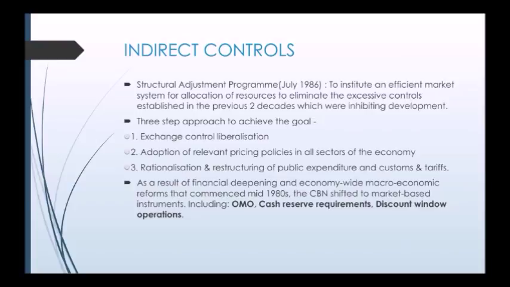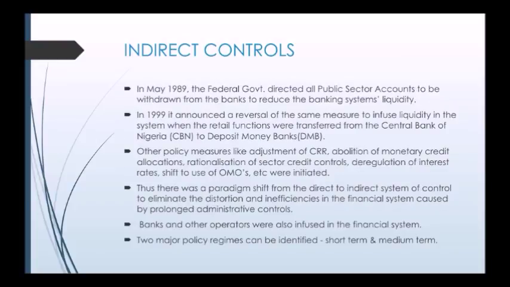As a result of financial deepening and economy-wide macroeconomic reforms that commenced in the mid-1980s, the CBN shifted to market-based instruments including OMO, cash reserve requirements, and discount window operations. In May 1989, the federal government directed all public sector accounts to be withdrawn from the banks to reduce the banking system's liquidity. In 1999, it announced a reversal of the same measure to infuse liquidity in the system when the retail functions were transferred from the Central Bank of Nigeria to deposit money banks, also known as the DMB.